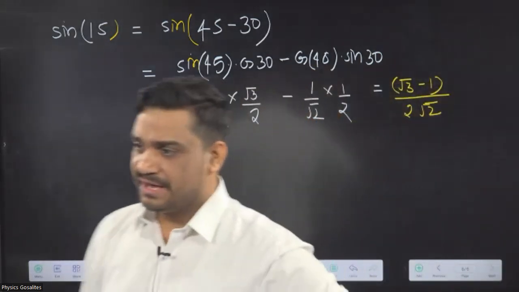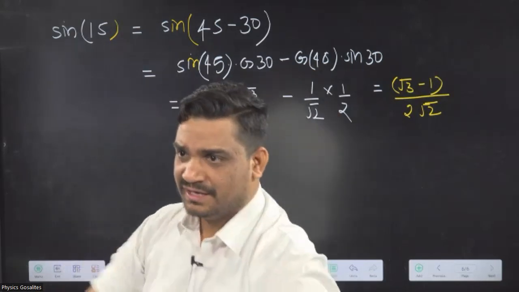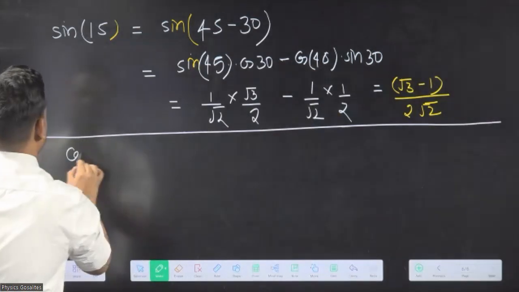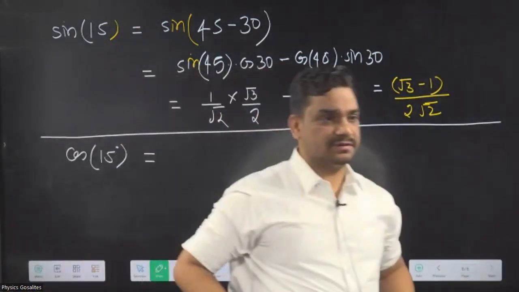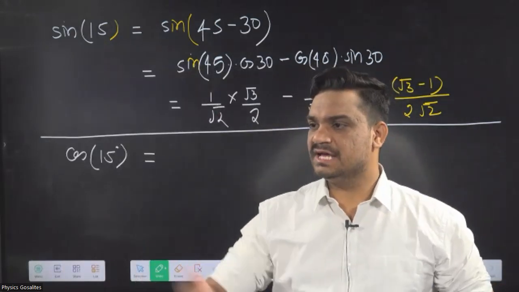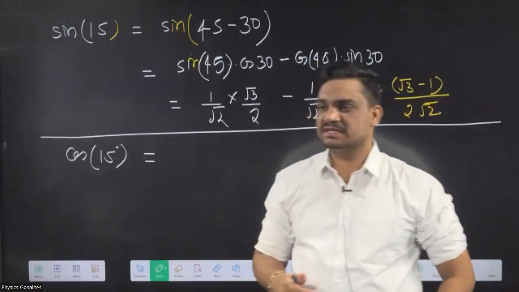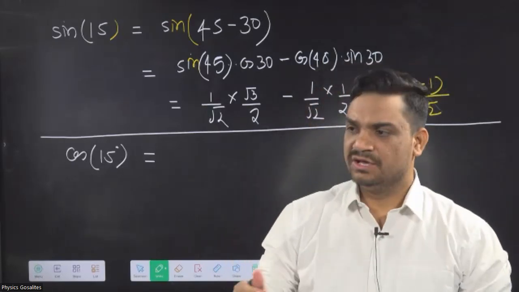Ready for one more? Okay, now you need to give me the answer for this. Cos 15 degree. Cos 15. Yes, the answer came. Very good. Very fast answers coming. So you got the answer root 3 plus 1 divided by 2 root 2.